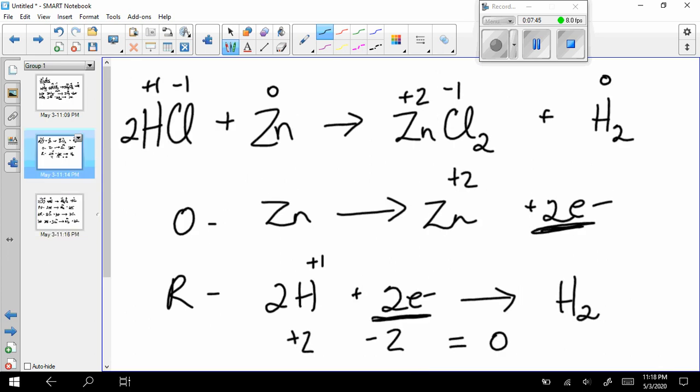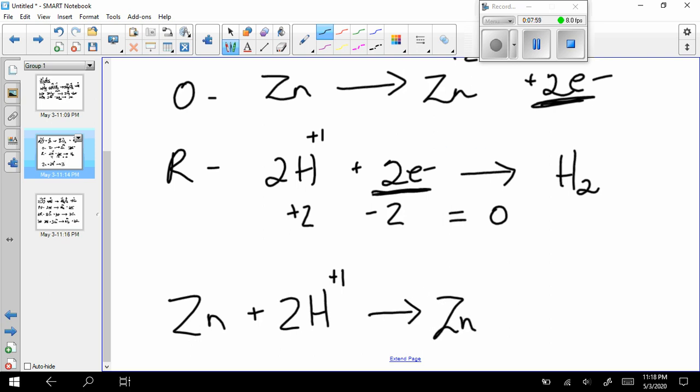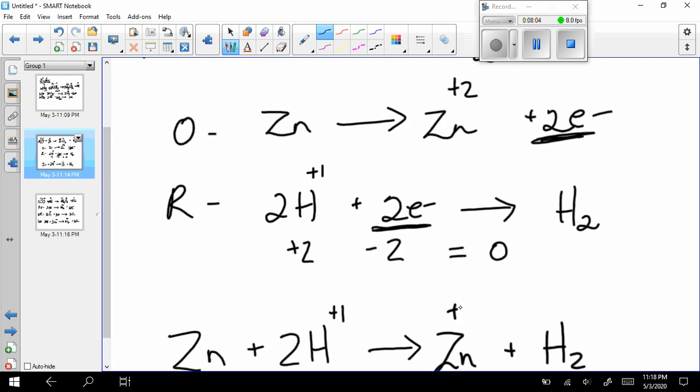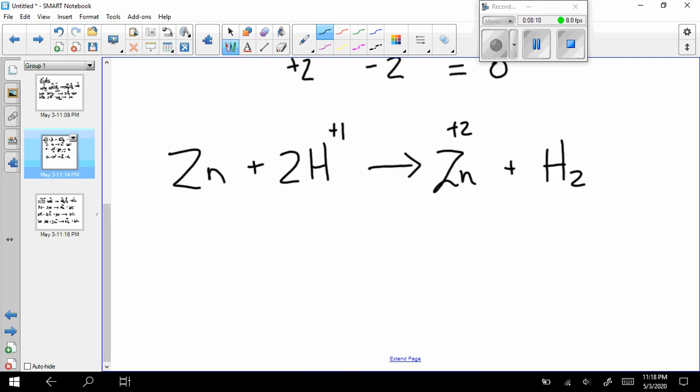So that is my balanced skeleton reaction. I'll go back and I'll do it for this one too. So for this one, I have zinc before the arrow. I have 2 H's at +1 before the arrow. The electrons are going to cancel themselves out. After the arrow, I have a Zn, and I have an H2. Oh, and my Zn has a +2 charge on it. All right, I want you to notice that the charges are the same on the two sides. So this is a 0 because it has no charge, plus 2 plus 1s is a 2, equals Zn +2, so that's a 2, plus 0. So both sides are +2.